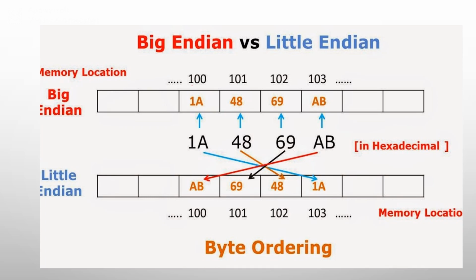I have memory locations 100, 101, 102 and 103, and here we have the data as 1A, 48, 69 and AB. Now in the case of little endian, we directly copy the last byte, the higher byte address, into this location. So that is 103, AB is stored first, then 69, 48 and 1A. So this is how we can consider big endian and little endian assignments.